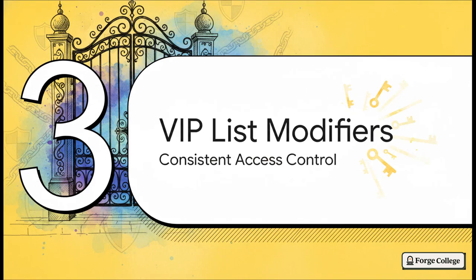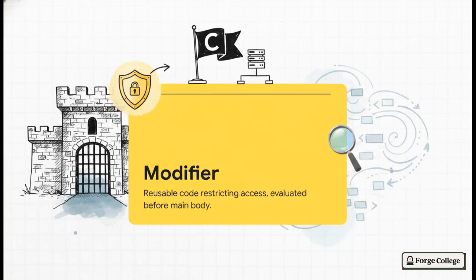Section 3. The VIP list modifiers. This is all about consistent access control. This concept acts as the ultimate access control manager for your functions. In Solidity, a modifier is basically a reusable piece of code that restricts a function to a specific caller or condition, and it's always evaluated before the function's main body even executes.